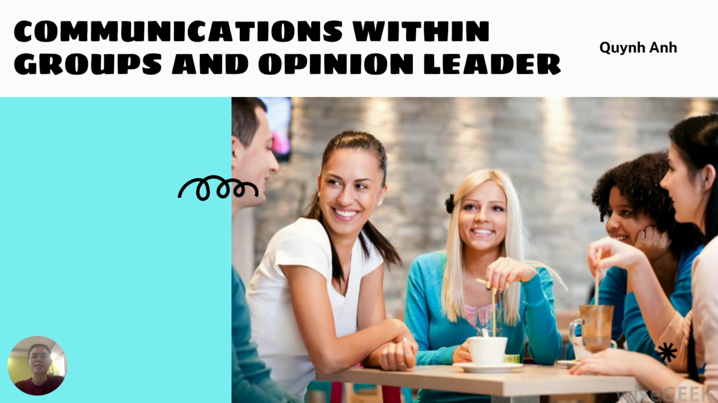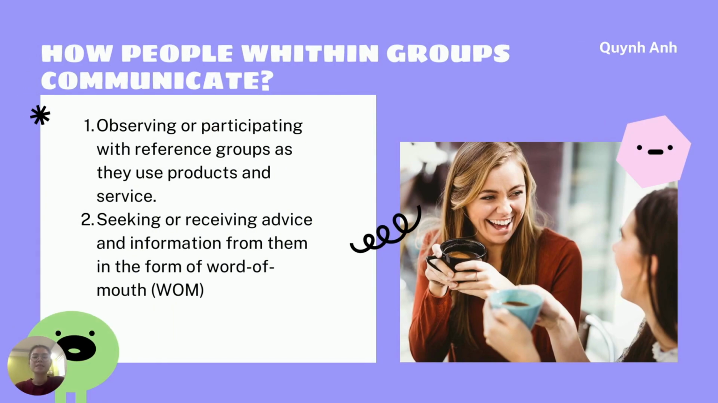Now, I'd like to discuss our group communication and opinion leaders. First, we must understand how people communicate within groups. After identifying the needs, we often look for information about the products or services, as well as alternatives. We can get the information through a brand's website, advertising, or billboard. However, customers typically prefer to get information from friends and other reference groups. This can be done by examining their experience or by seeking advice through word of mouth.